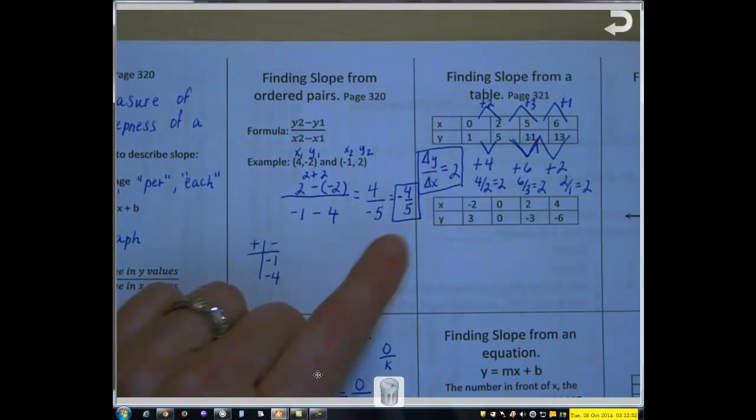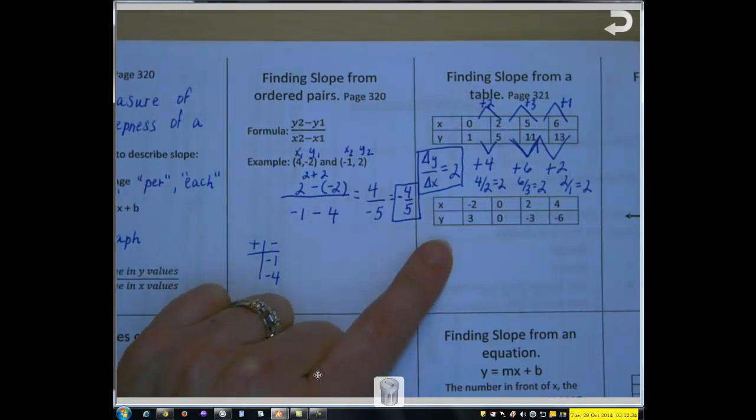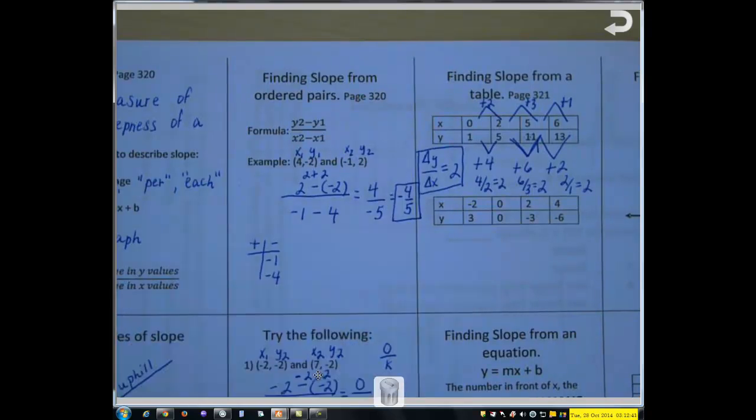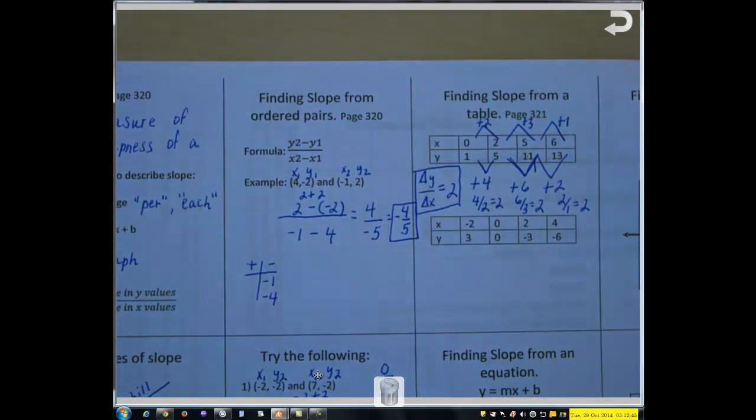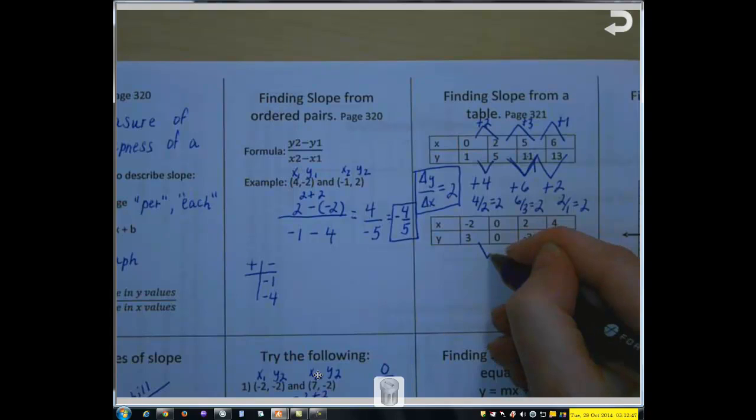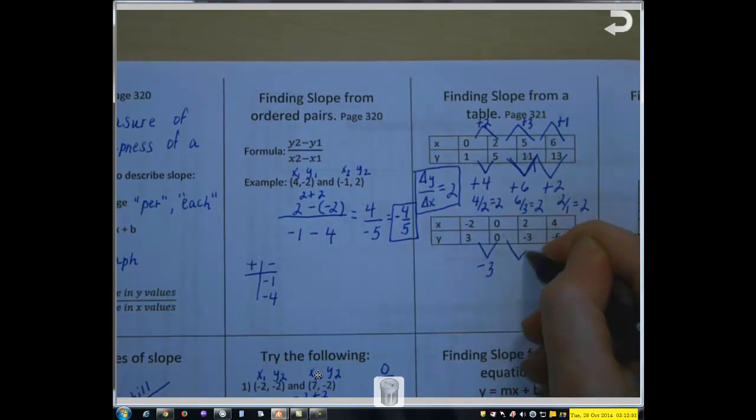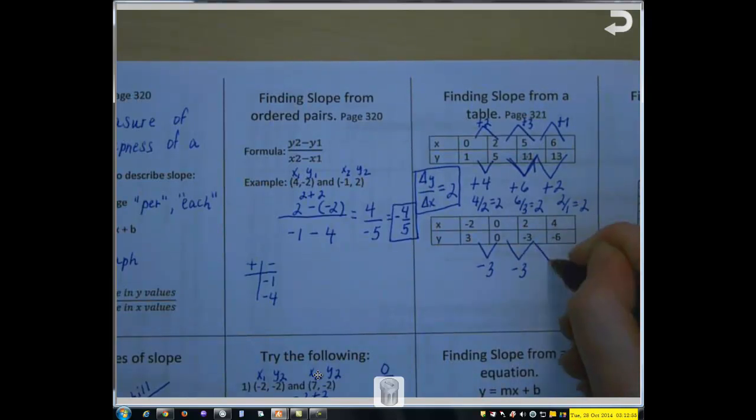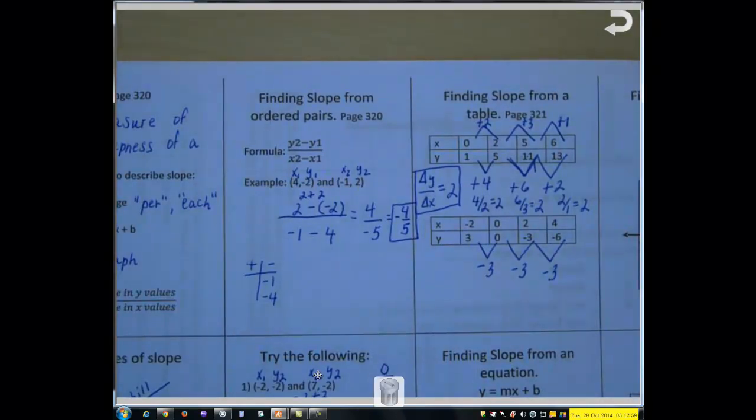Okay, go ahead and find your change in y and your change in x in the second table, and then press play to check your answers. So for the y values, first we are decreasing by 3. Then we're decreasing by 3 again. And then we're decreasing by 3 again. So each time the y value decreases by 3.